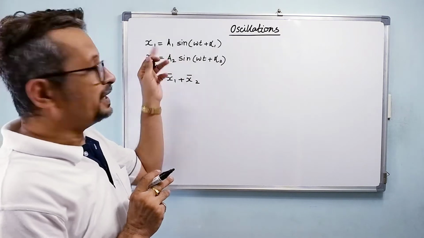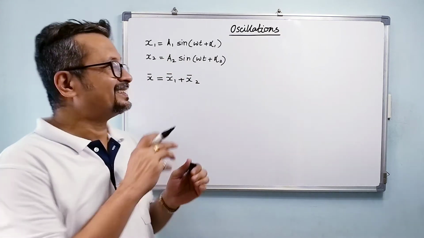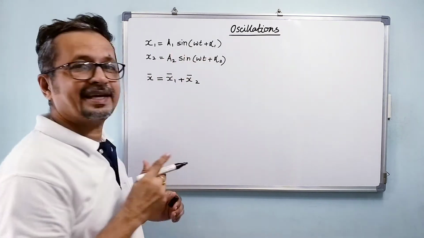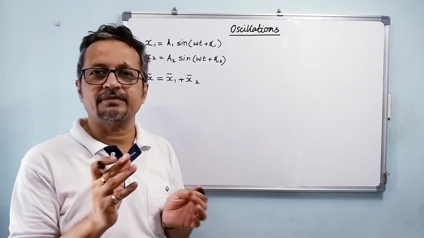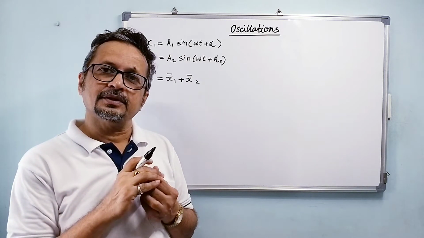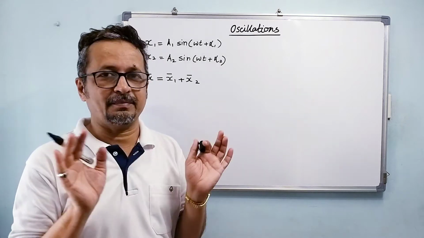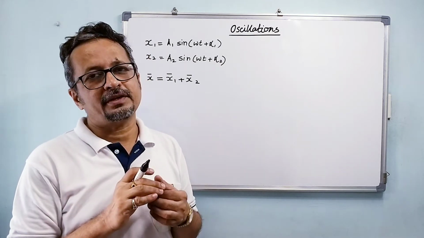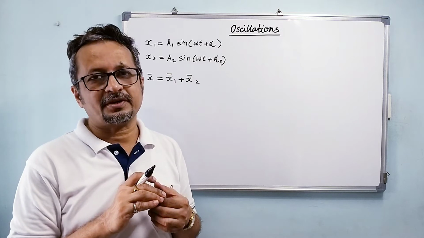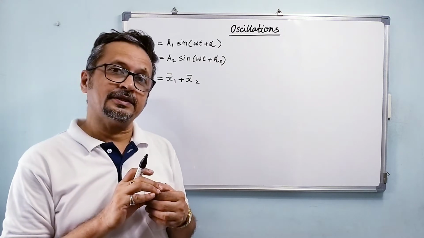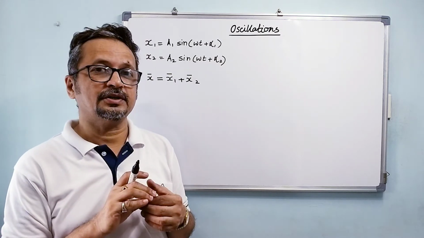What about the individual SHMs? You can see that omega in both the cases is the same. The angular frequency is the same. That means the time period of both the SHMs is the same. They are traveling along the same straight line. Now let us see what happens to the resultant.